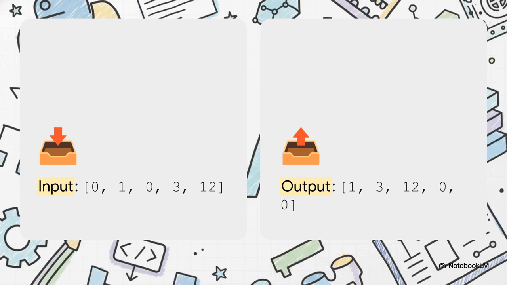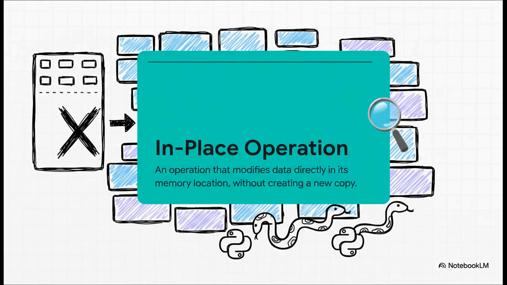Now pay close attention to this. The non-zero numbers, the 1, the 3, and the 12, they're still in the same relative order. That is a really important part of this puzzle. So what does in place actually mean? Well, it means we're not allowed to just make a new empty list and start filling it up. Nope. We have to work with the original list, modifying it directly in memory.